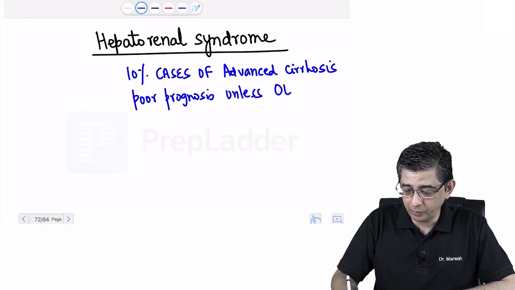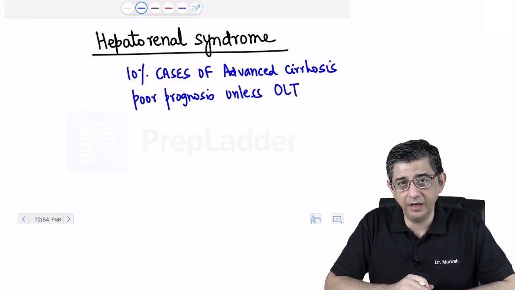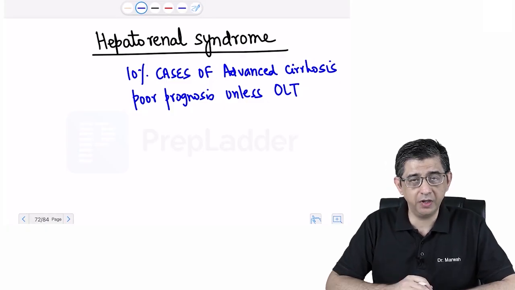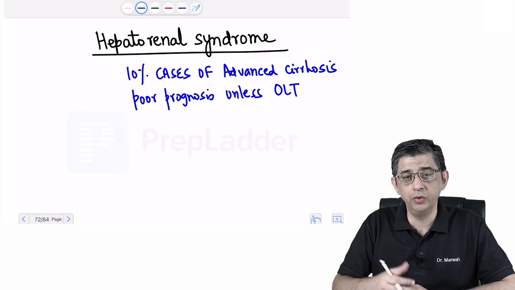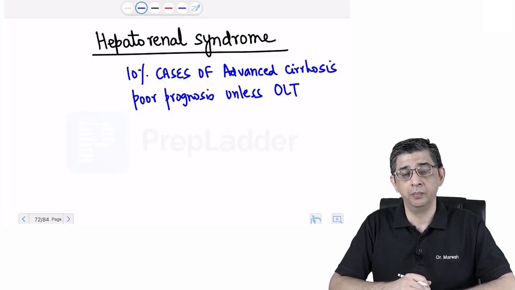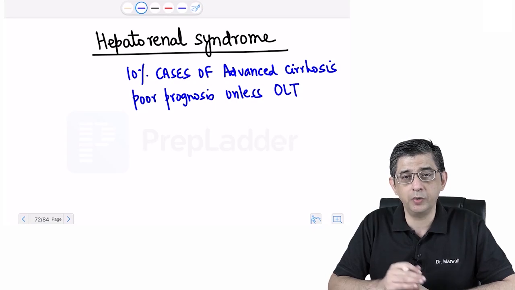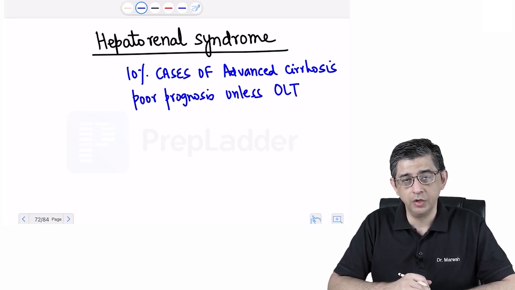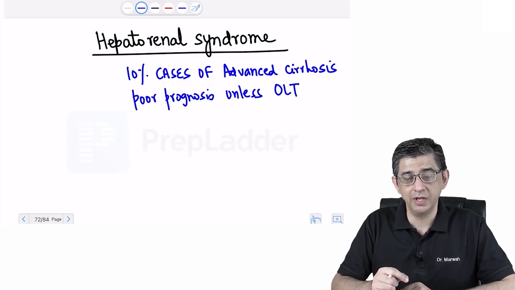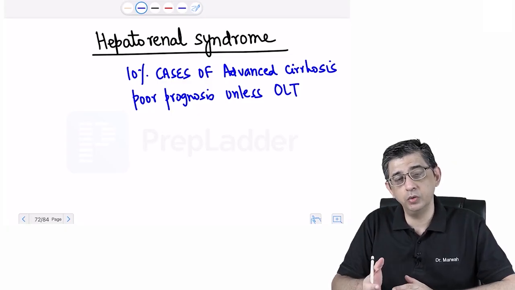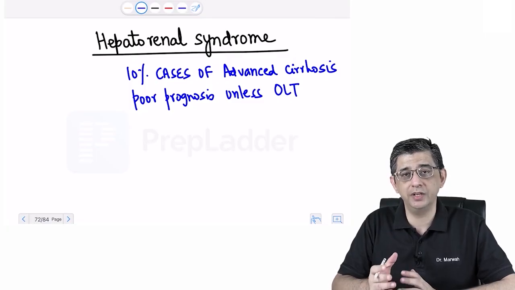Do appreciate the fact that the problem per se is not in the kidney. There's a pre-renal variety of acute kidney injury, understandable. There's oliguria followed by anuria, understandable. But it is not the kidney that is at fault. The problem lies in the liver per se. So the pathogenesis of the disease is of paramount importance, because once we know that, we'll be able to treat this condition as well.